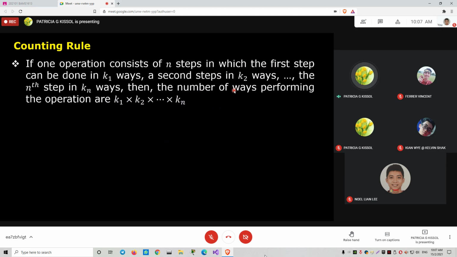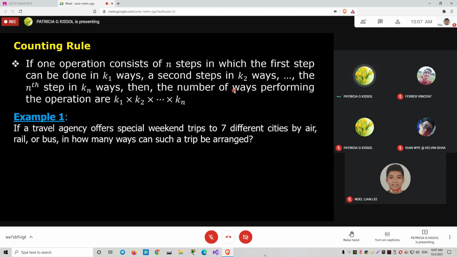But it's just that based on the condition given to us, based on the constraints that is given, then we have to find out how many arrangement that is available or that we can access, right? So this is a simple example. If, say, a travel agency offers special weekend trips to 7 different cities by air, rail, or bus, in how many ways can such trip be arranged?